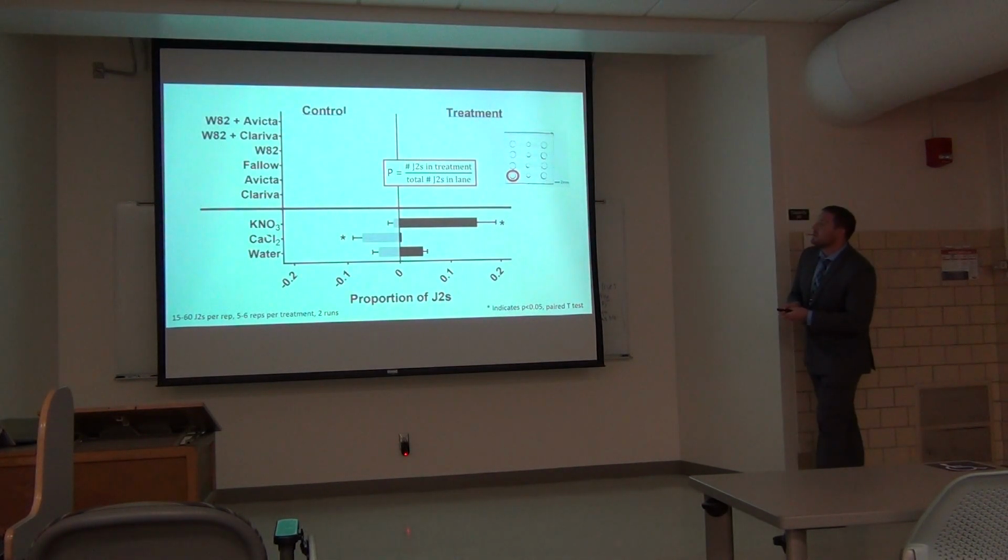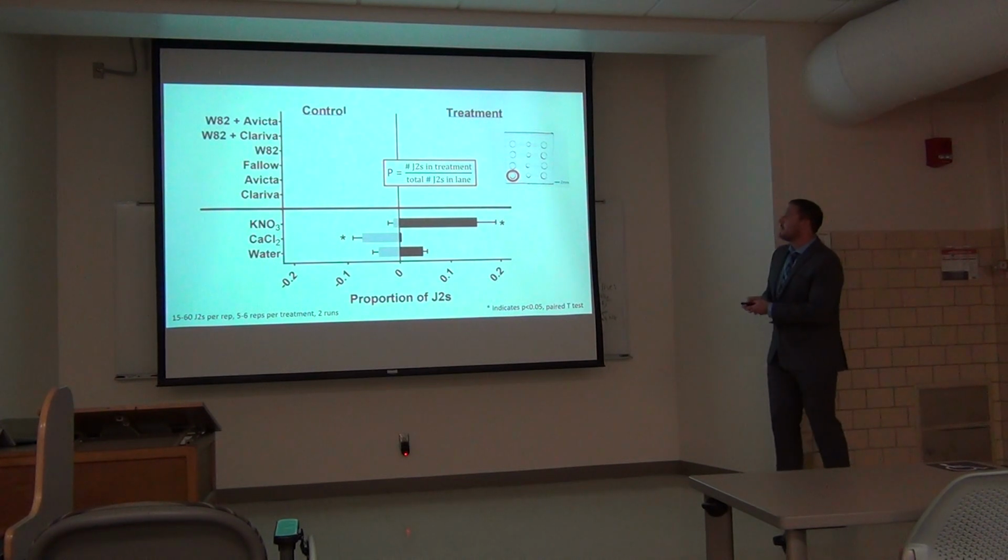So we have a couple controls here. Potassium nitrate is a positive control, calcium chloride is a negative control, and water. And we're looking at the proportion of juveniles that have moved either towards or away from those controls. That's calculated by dividing the number of juveniles at a given treatment port by the total number of juveniles per that experimental lane.